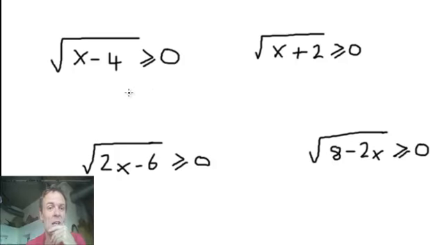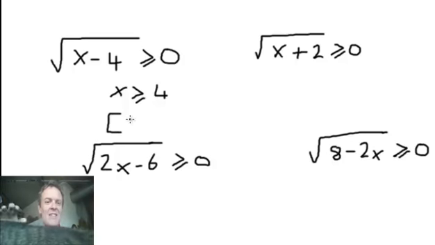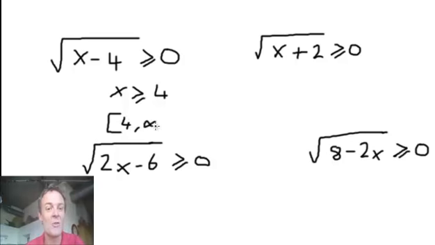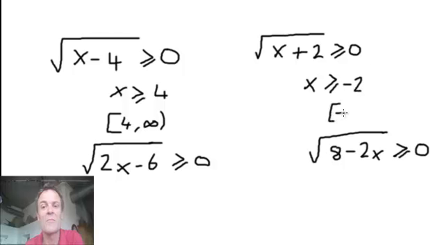Well, look at this, okay? If I add a 4 to both sides here, then that's the answer. In interval notation, that is from 4 to infinity. There you go, that's the interval notation. From 4 to infinity, including the 4, bracket. This one, if I take away 2 from both sides, in other words, negative 2 to infinity.